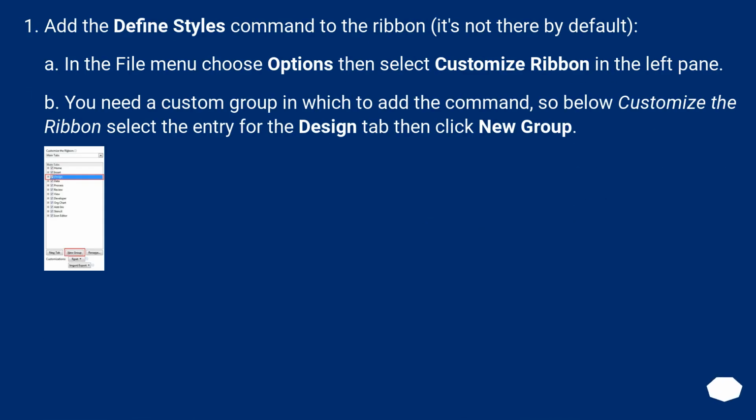Add the Define Styles command to the ribbon, it's not there by default. A. In the File menu, choose Options, then select Customize Ribbon in the left pane. B. You need a custom group in which to add the command, so below Customize the Ribbon select the entry for the Design tab, then click New Group.